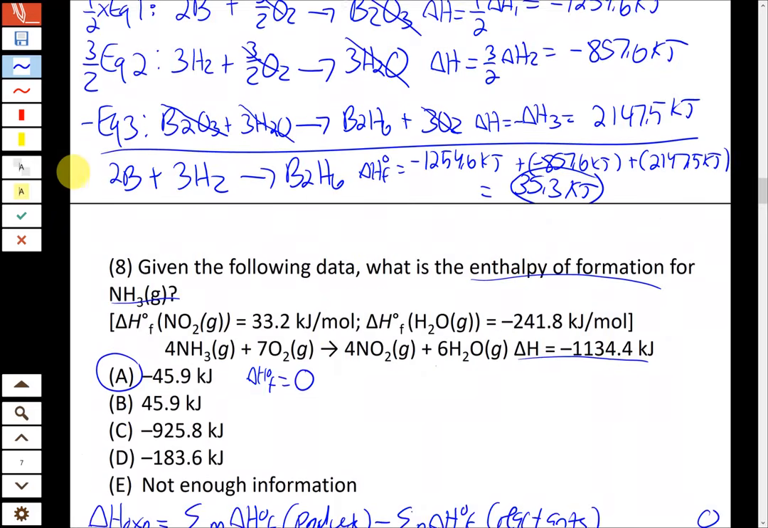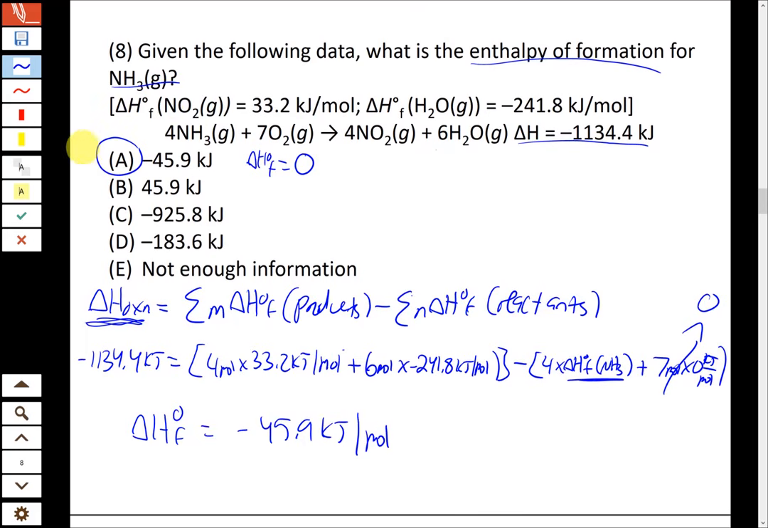In this problem here, we're not giving you a bunch of thermochemical equations, we're just giving you a bunch of delta H formation values. So that should immediately clue you in to think about using this equation here, which is simpler because then we don't have to write out all the equations, we just have to know the numbers for each of those delta H formation, and that'll get us to where we need to go.